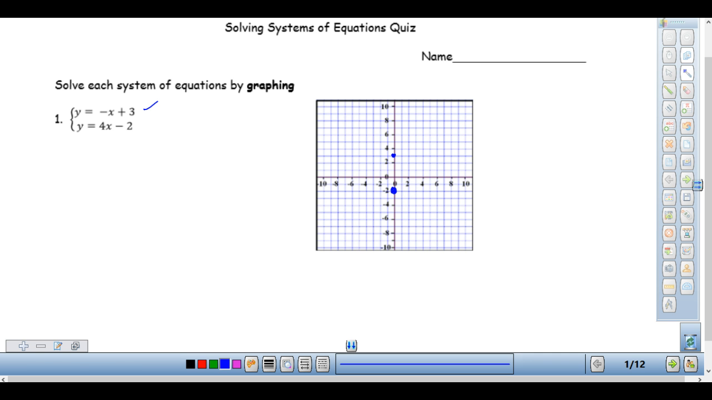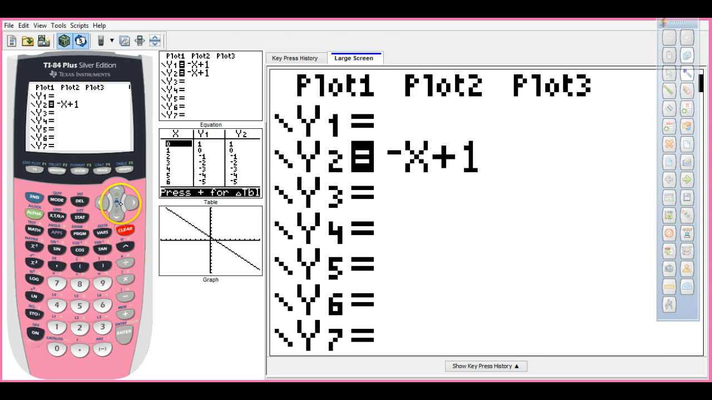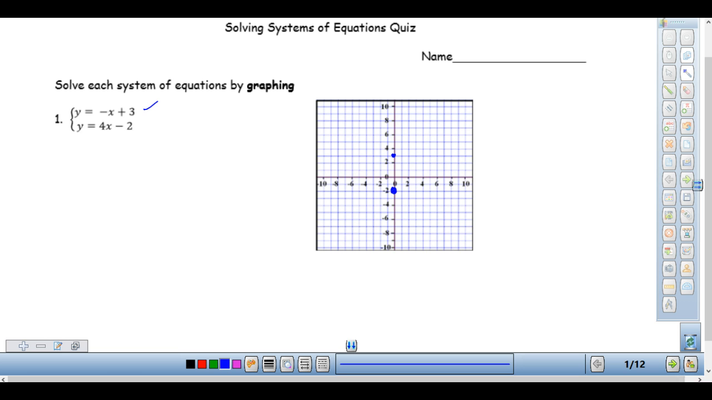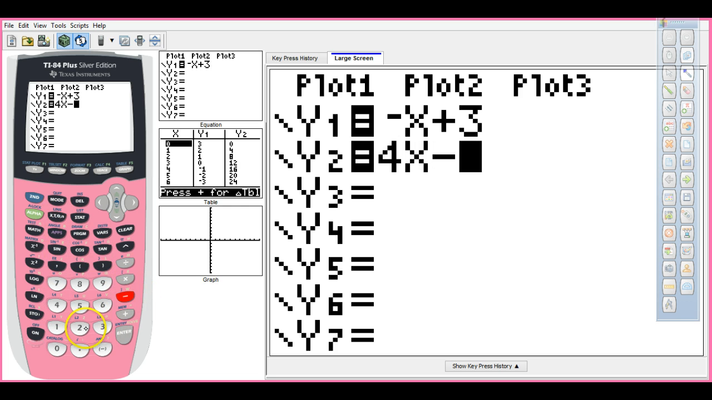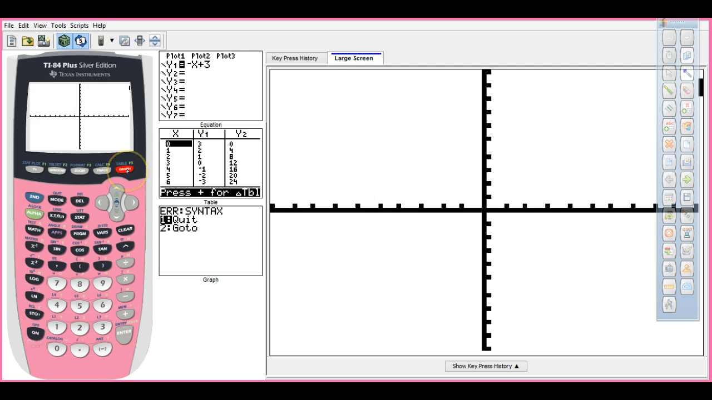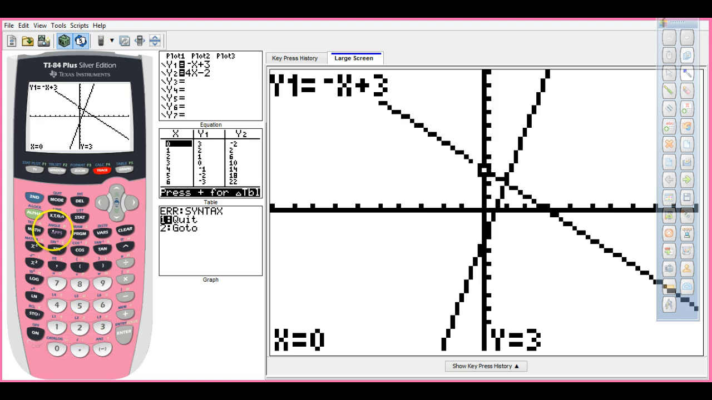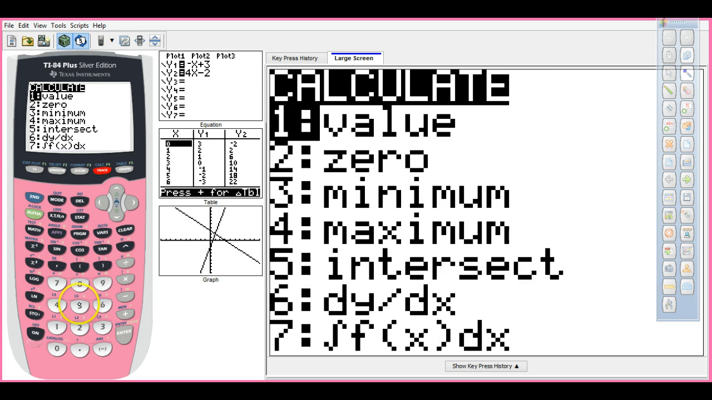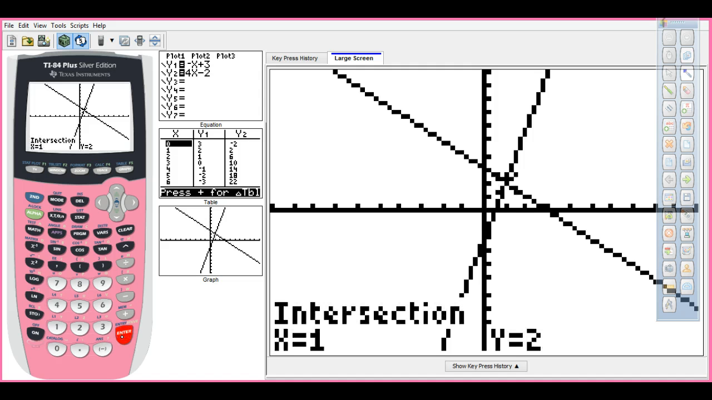Now if we go to our calculator, and we go up here to graph it, our first equation is -x plus 3, and our bottom equation is 4x minus 2. Okay, we hit graph. We can see it on our screen. So now we go second trace. Five, enter, enter, enter. And it tells us that our intersection is 1, 2.